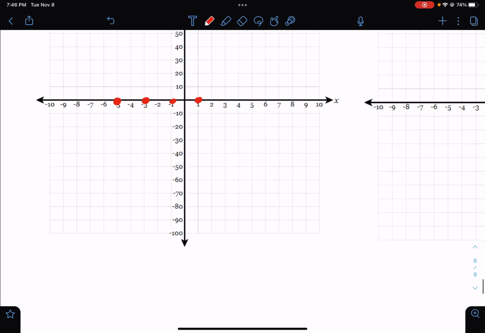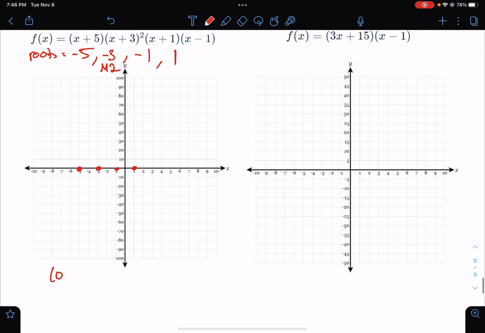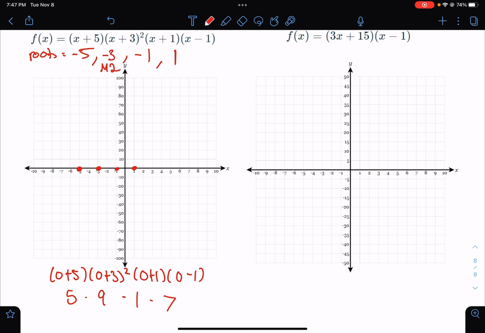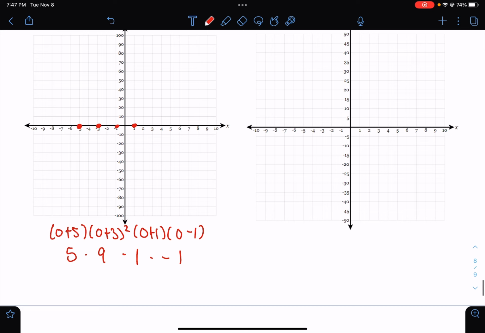All right, to find my y-intercept, I'm going to plug in 0, so I get 0 plus 5 times 0 plus 3 squared times 0 plus 1 times 0 minus 1. So we get 5 times 9 times 1 times -1. Obviously, you could just plug that in your calculator. So we should get -40. So our y-intercept is going to be (0, -40). So keep that in mind.